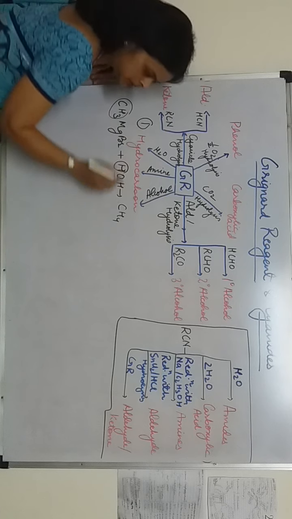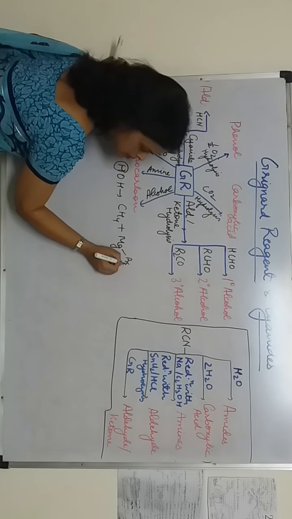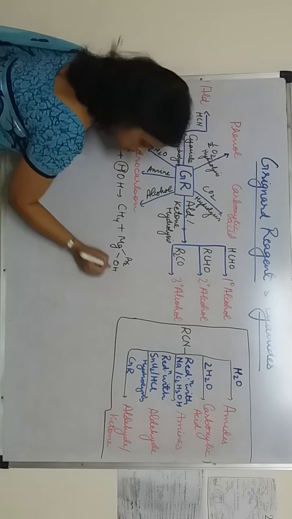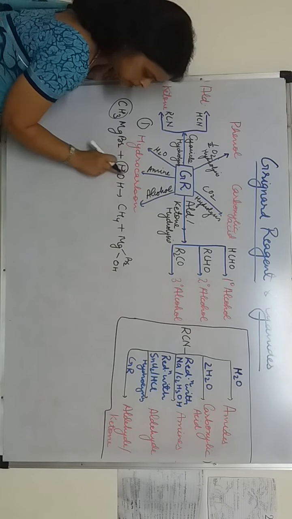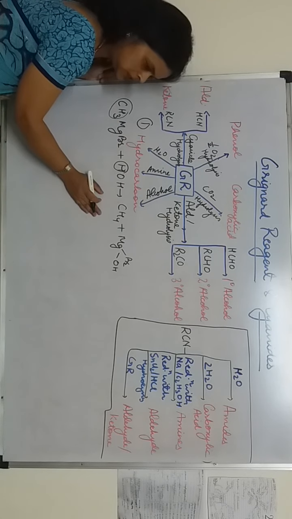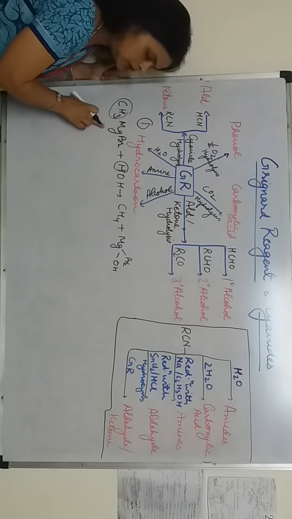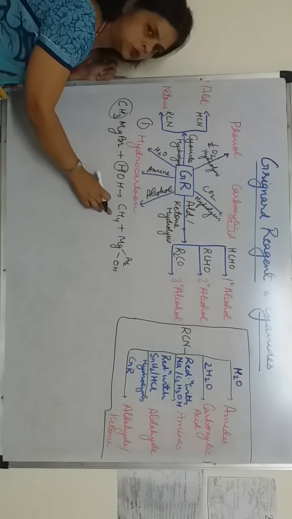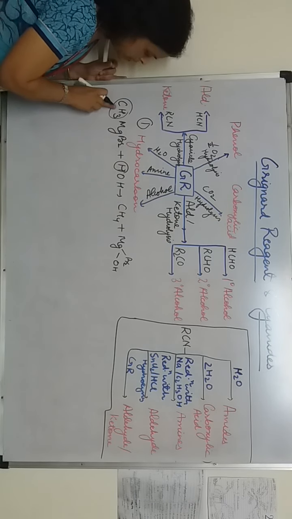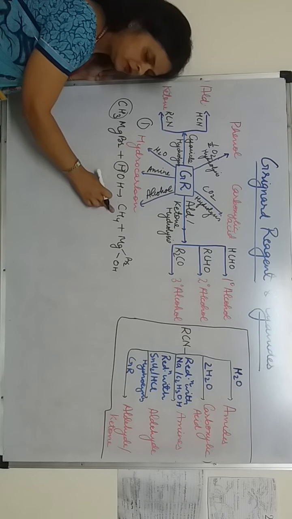Along with the side product here, MgBr OH. Okay, this MgBr and this OH will get attached with the Mg. One thing we have to notice here: the alkyl part which is present in the Grignard reagent, the corresponding hydrocarbon you will be getting. Here, if the alkyl part is of one carbon, then a one-carbon alkane will be formed.